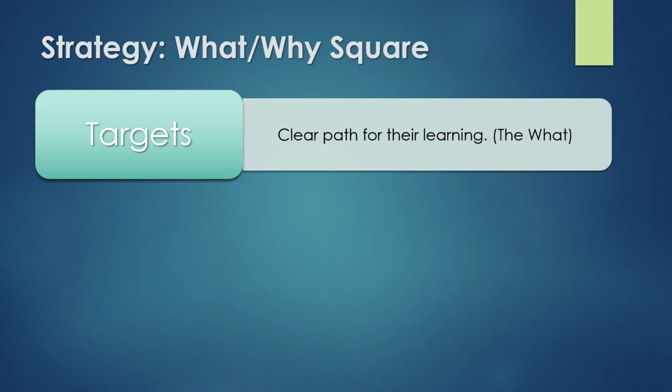Here's where it gets better. With the What, Why, Square, students are asked to articulate what they're learning. In younger grades, they may just repeat back what you said, and that's okay to start. With time, students will be able to go deeper and summarize what they think they'll be doing in that particular lesson. The more you can recall the target throughout the lesson, the clearer their final destination becomes.